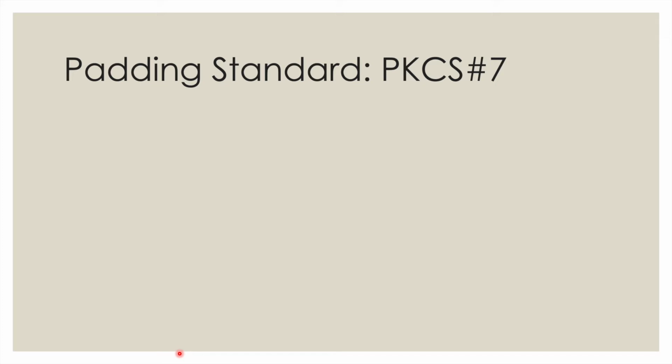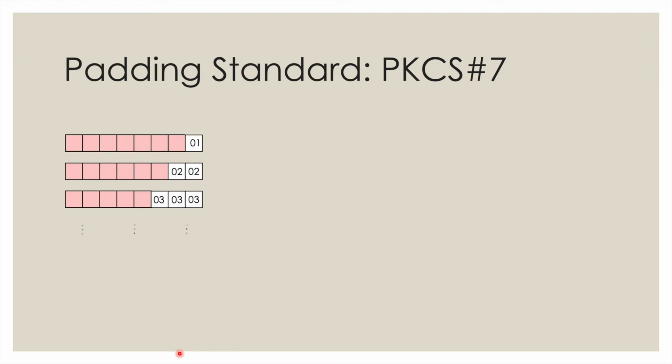If you have to pad 1 byte, you pad it with 01. If you have to pad 2 bytes, you pad it with 02 02. If you have to pad 3 bytes, you pad it with 03 03 03, and so on. I hope you get the idea. If the last block is full, meaning it has in our case a full 8 bytes, then we have to add an extra block of all zeros.